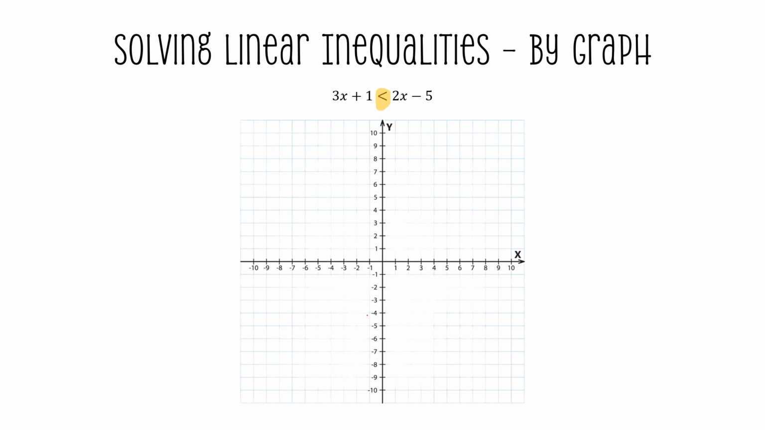So I'm going to call this one here my y1, and let's call this one here my y2. Okay, so my first equation is going to be y equals 3x plus 1, and my second equation is going to be y equals 2x minus 5. Now, they've both got a positive gradient, which is great.